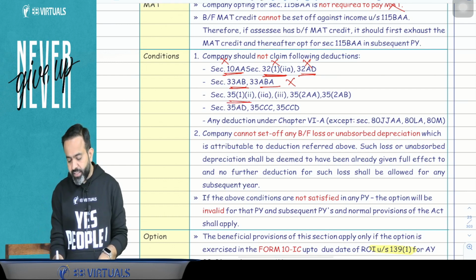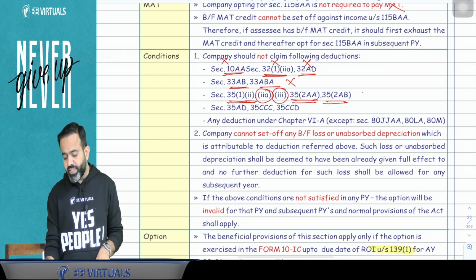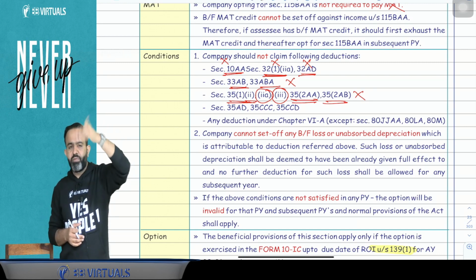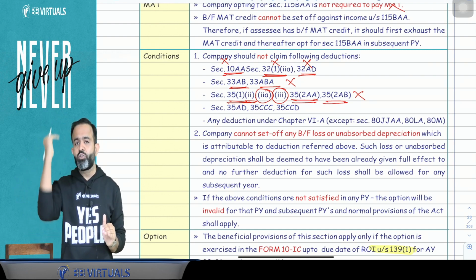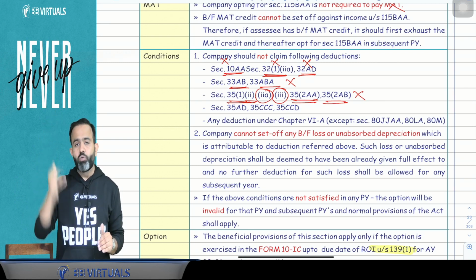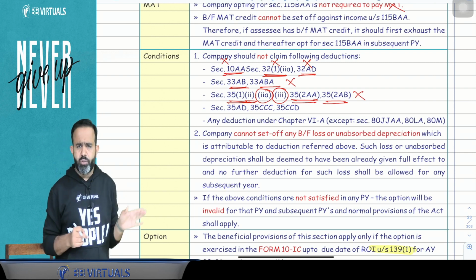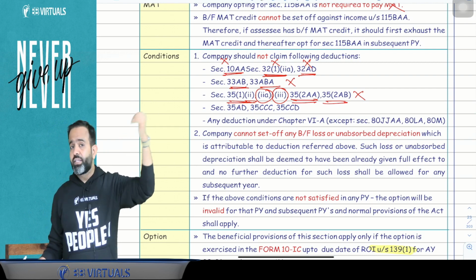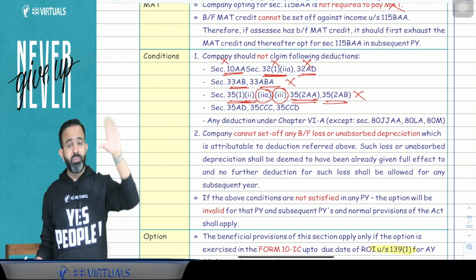After that, under section 35(1)(ii), (iia), (iii), or 35(2AA) and 35(2AB), these deductions are not available. You remember that under section 35 scientific research, we have discussed in the classroom that whenever you make a donation to a research association, institute, college or university for scientific research or social science statistical research, 100% deduction is available. That deduction is not allowed. Or if any donation is made to an Indian company engaged in research and development for scientific research, that deduction is not available. Any donation made to an IIT or National Laboratory, where 100% deduction is available, that deduction is not available.